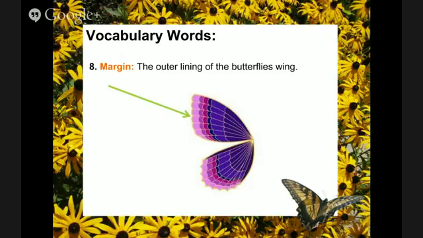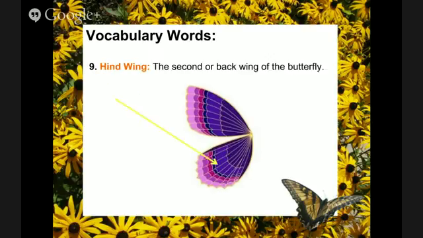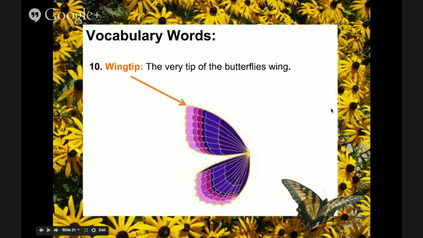Number 8 is the margin. This is the outer lining of the butterfly's wing. As you can see, the arrow is pointed to the outside of the wing. This is called the margin. Now the hind wing. This is the second or back wing of the butterfly, so this is below the first one. The wingtip. The wingtip is the very tip of the butterfly's wing, so it's at the very top. You can see right here.